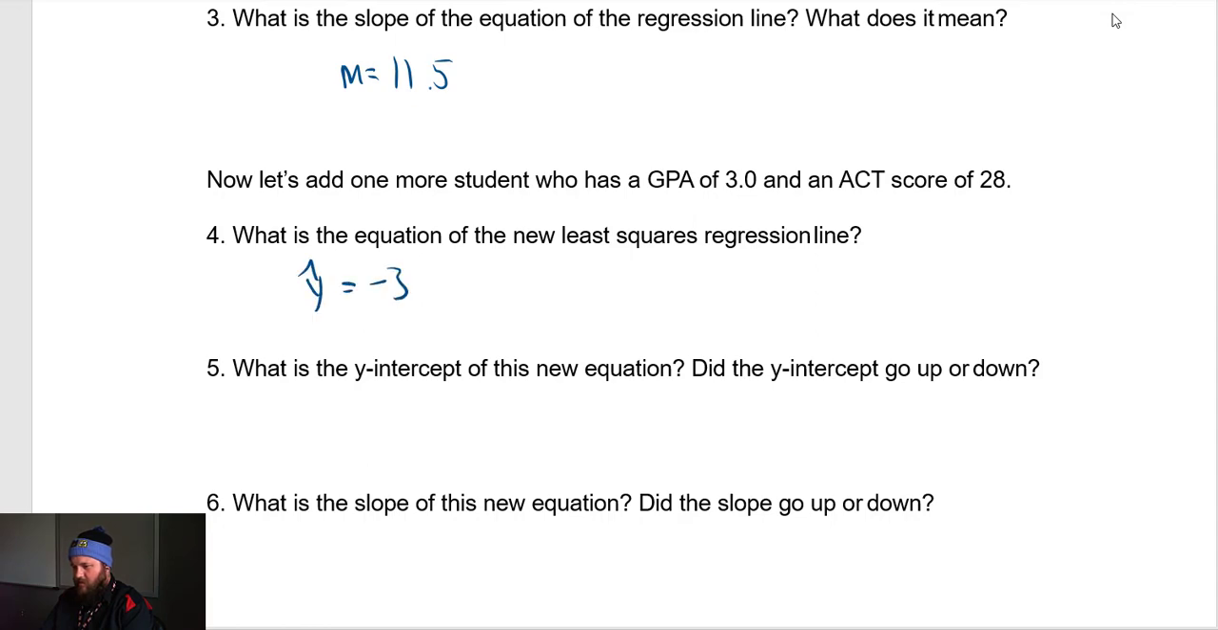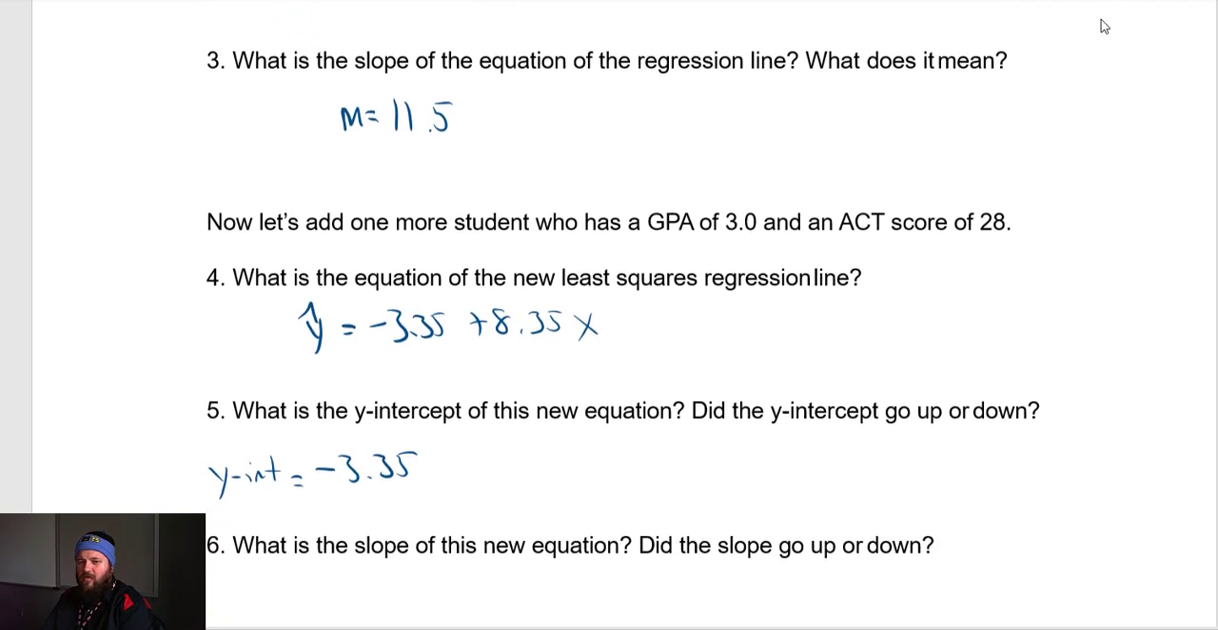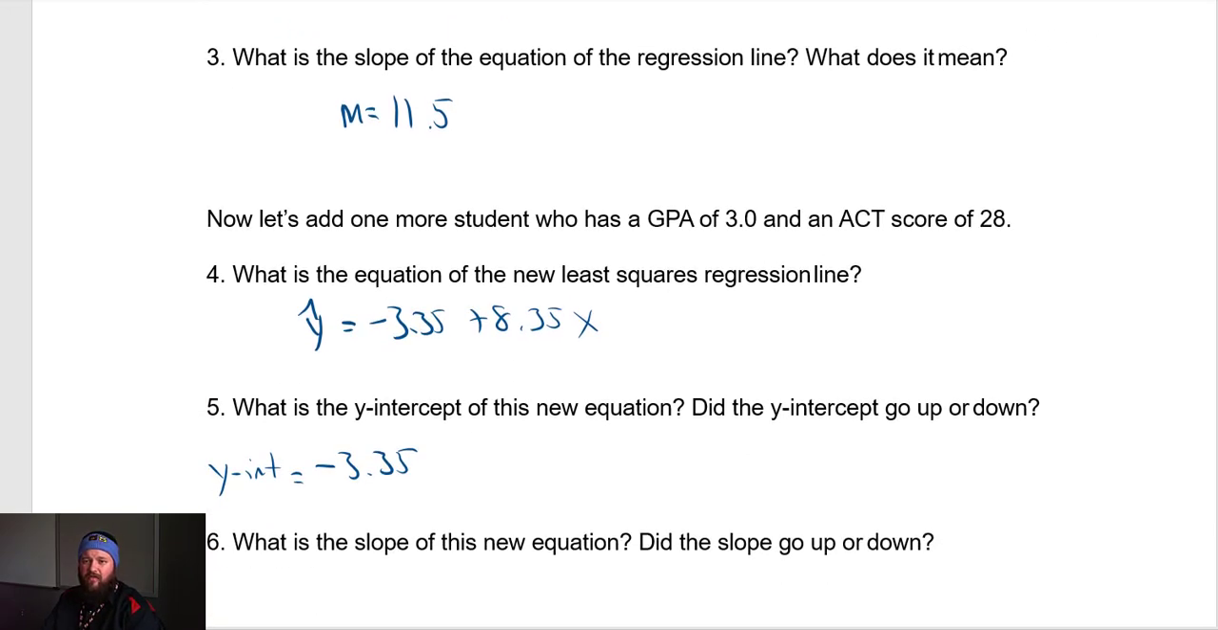Written consistently, that's negative 3.35 plus 8.35x. So what is the y-intercept? Well, our y-intercept now is negative 3.35, which means if we get a 0 on our GPA, we'll be at negative 3.35. And of course, that went up, because we were at negative 15 before. So it should have gone up for us.